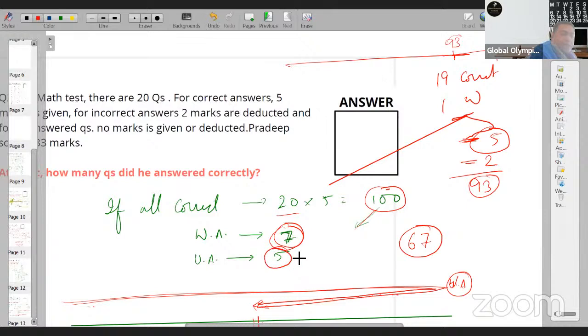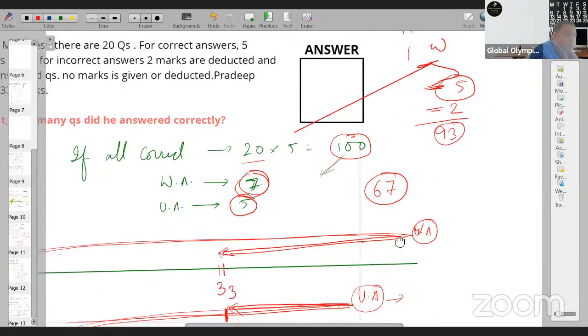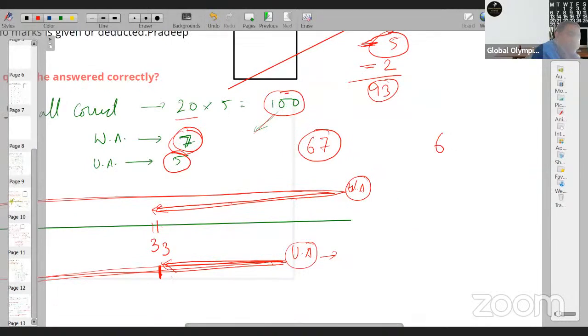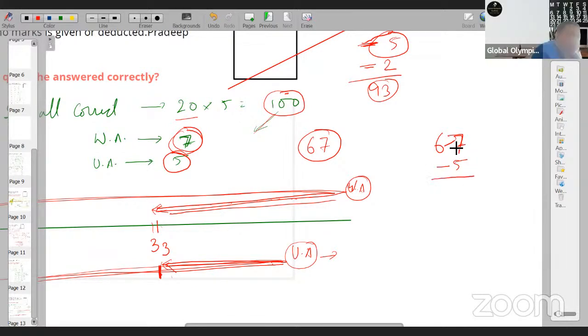For an unattempted one, he will come down by only 5, because he just won't get the 5 which he was supposed to get. Therefore, we see that he has to come down by 67. The more wrong answers he has, the more right answers he also has, so we try to have the maximum 7s. I will keep reducing by 5s, and the moment I land on a multiple of 7, it will work.